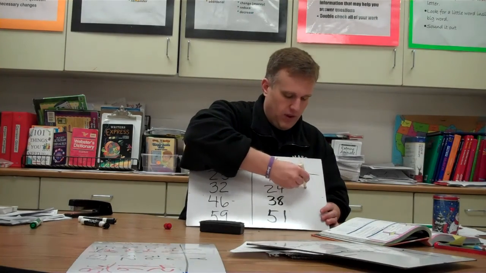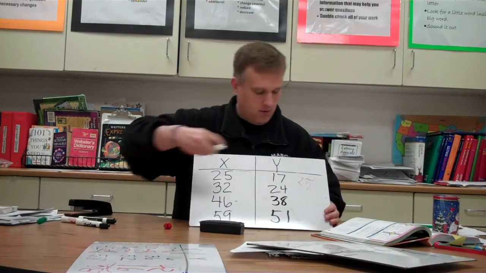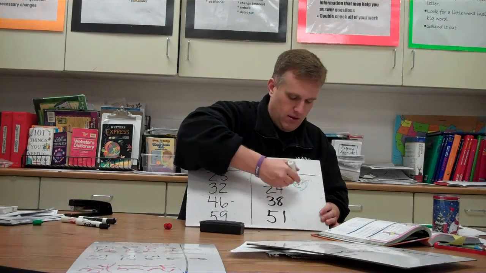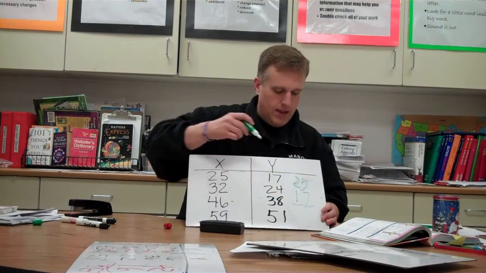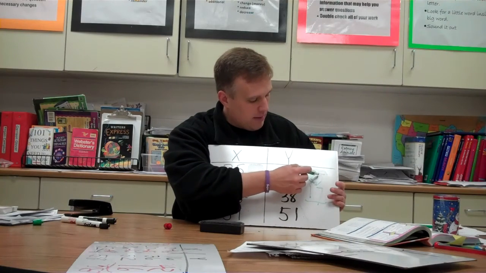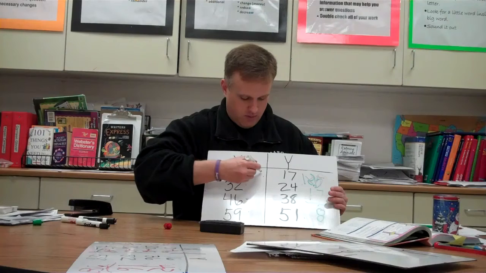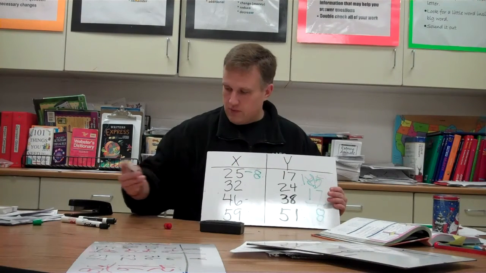If I subtract 25 minus 17, okay? I can't take 7 from 5, so I borrow from the 2, that becomes a 1, and that becomes a 15. 15 take away 7 is 8. So minus 8 here, okay?